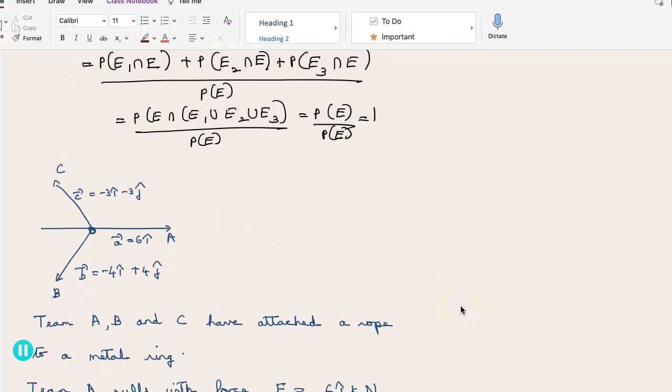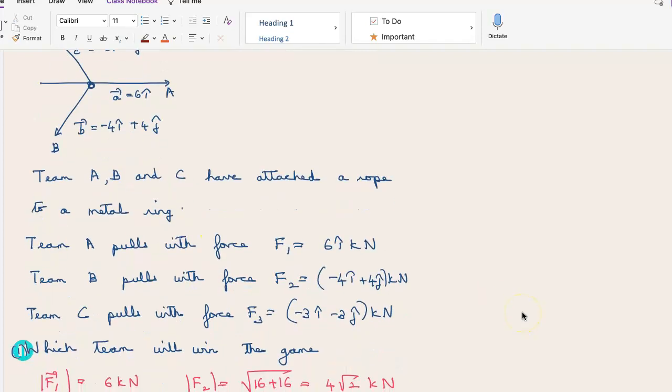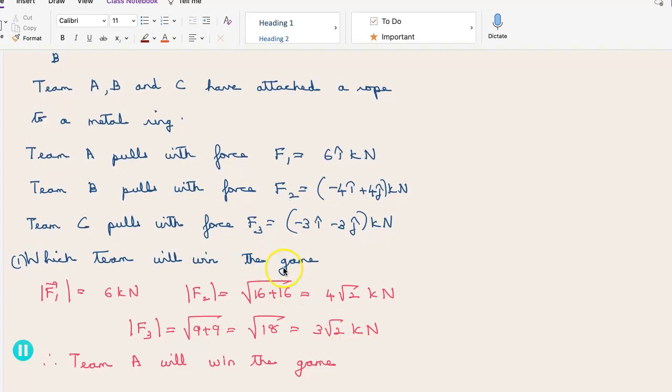Coming to the next question, we have team A, B and C have attached a rope to a metal ring. Team A pulls with force F1 equal to 6i kilonewton. Team B pulls with force F2 equal to minus 4i plus 4j kilonewton and Team C pulls with the force F3 equal to minus 3i minus 3j kilonewton. Which team will win the game?